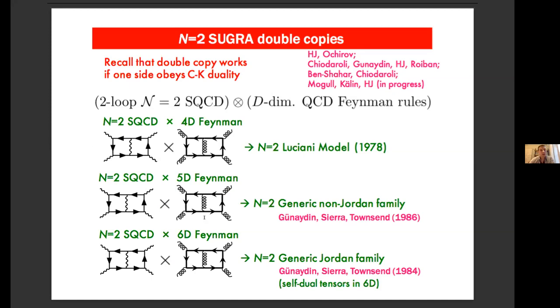But you can repeat this because this n equals 2 super QCD has an uplift to 5D, so you can repeat the same exercise in 5D. These Feynman rules are slightly different than the 4D ones because there are additional states. And then what you get is something called the generic non-Jordan family. This is a family because you can have an arbitrary number of quarks here. You can repeat the same thing in 6D. You get something called the generic Jordan family.